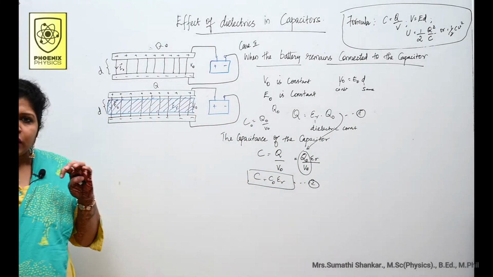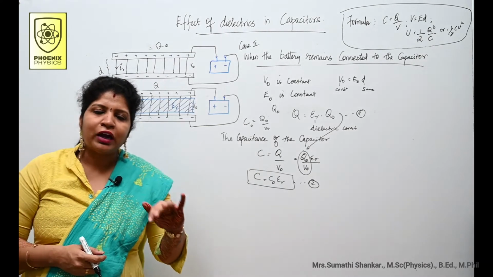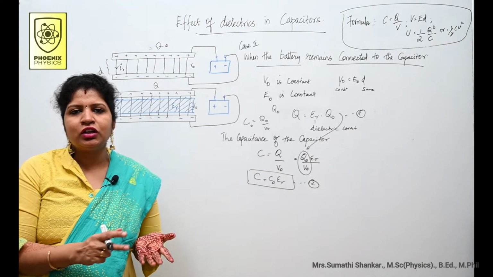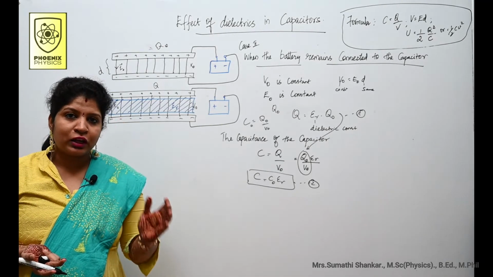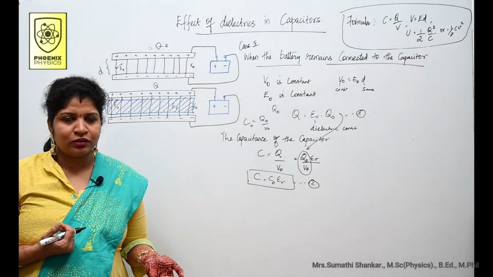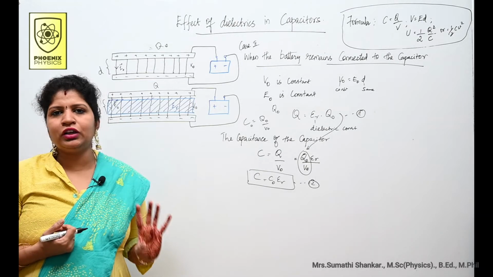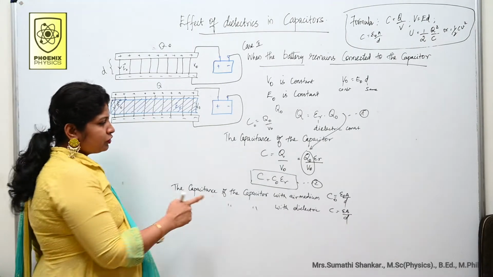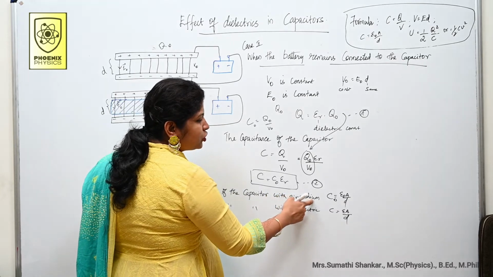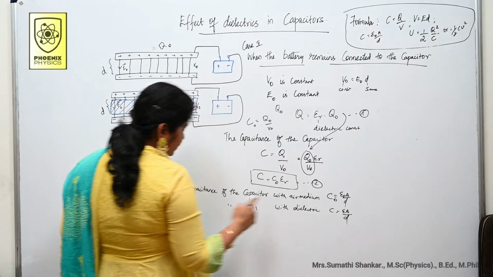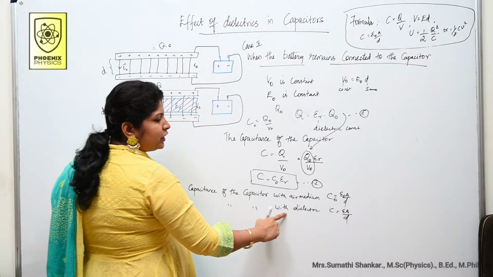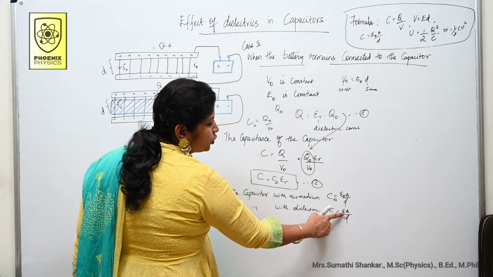So in both the cases, whether the battery is connected to the capacitor or removed from the capacitor, the capacitance of the capacitor is increased. This is one of the conclusions. The capacitance of the capacitor with the air medium is C naught is equal to epsilon naught A by D. The capacitance of the capacitor with the dielectric medium is epsilon A by D.